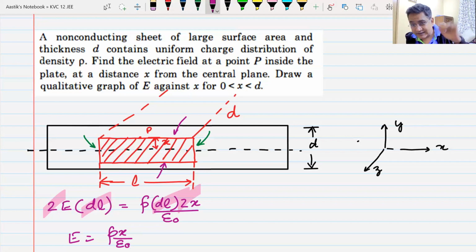This was for points inside. Can you tell me what is the electric field outside? What will be the electric field for outside points?